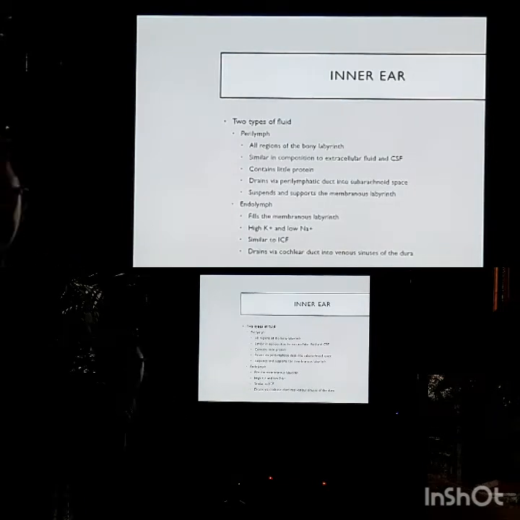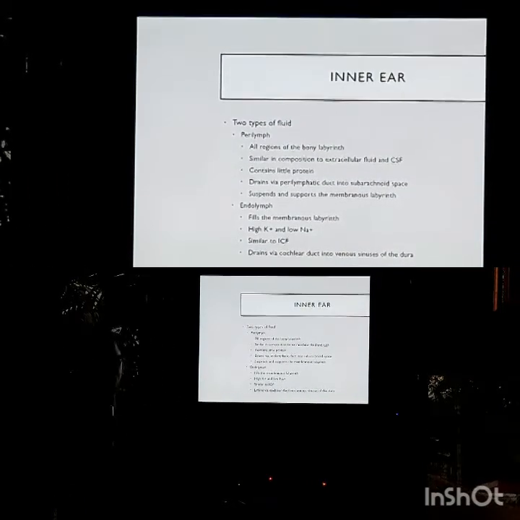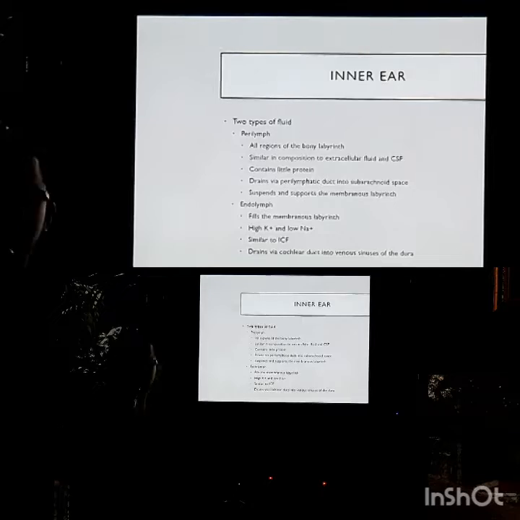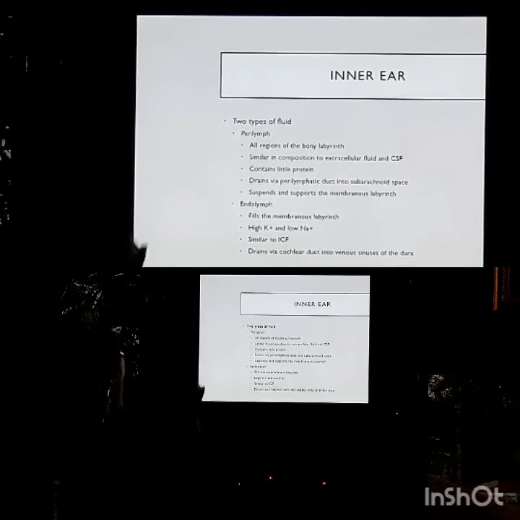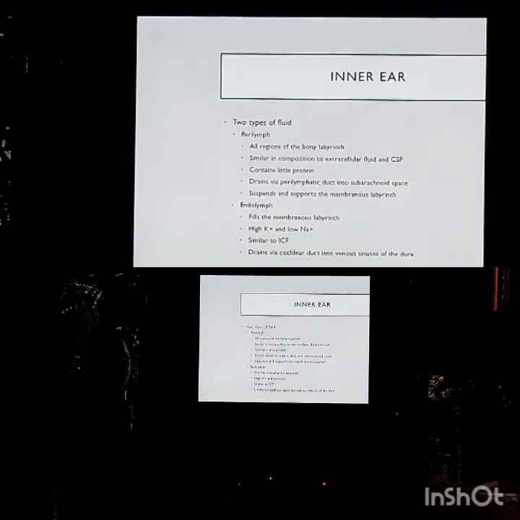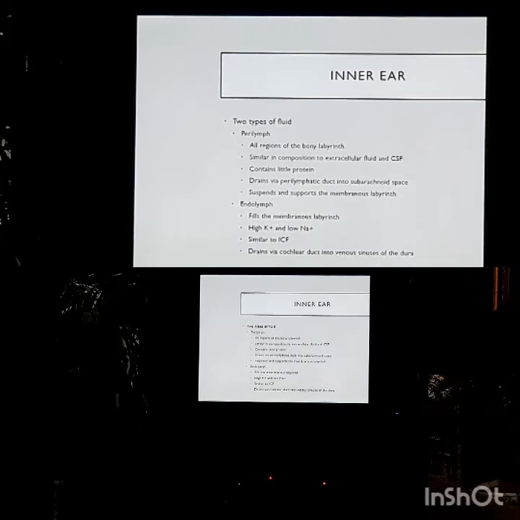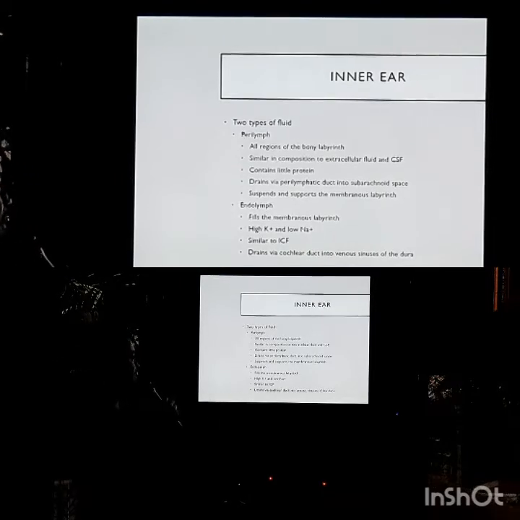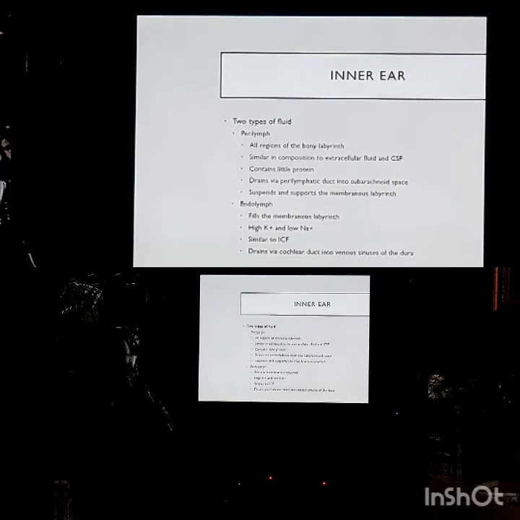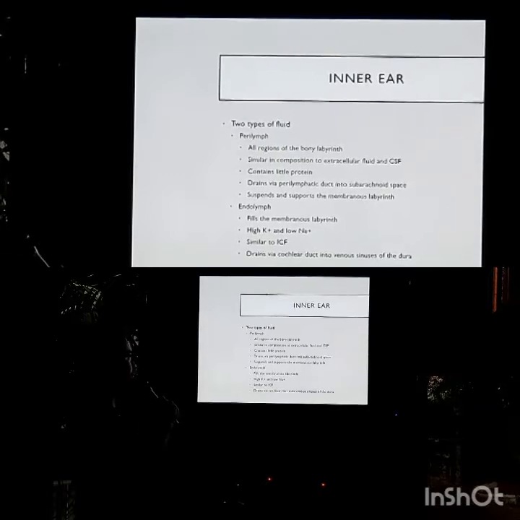So when talking about the inner ear, we always talk about the two fluids of the inner ear. It's just like the intracellular and the extracellular fluid in physiology. In the inner ear, you also have the perilymph and the endolymph. Perilymph, endolymph. Endolymph inside, perilymph outside, perimeter. Endolymph inside. So the perilymph is present in all regions of the bony labyrinth.